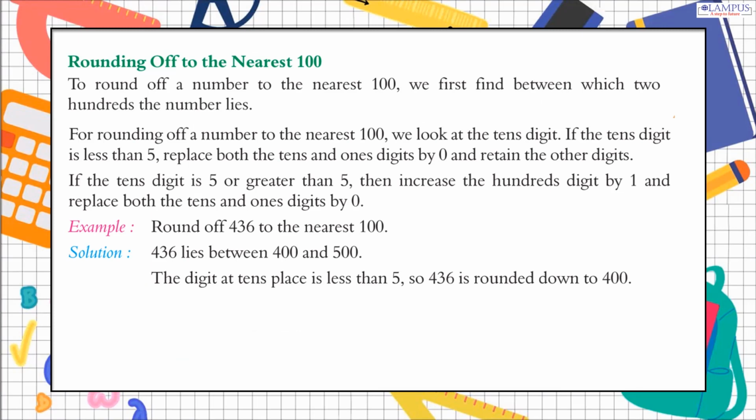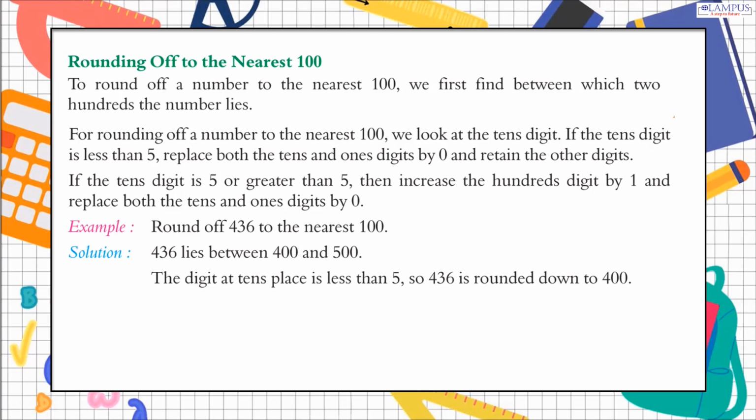Rounding off to the nearest 100. To round off a number to the nearest 100, we first find between which two hundreds the number lies. For rounding off a number to the nearest 100, we look at the tens digit. If the tens digit is less than 5, replace both the tens and ones digits by 0 and retain the other digits. If the tens digit is 5 or greater than 5, then increase the hundreds digit by 1 and replace both the tens and ones digits by 0.